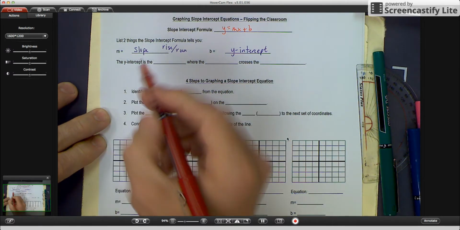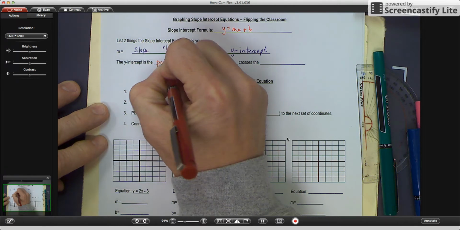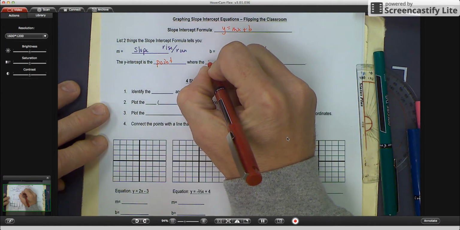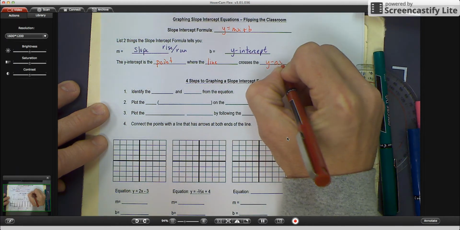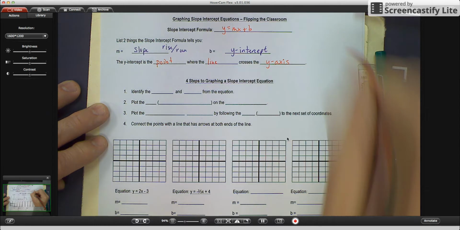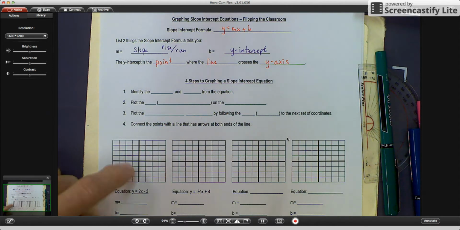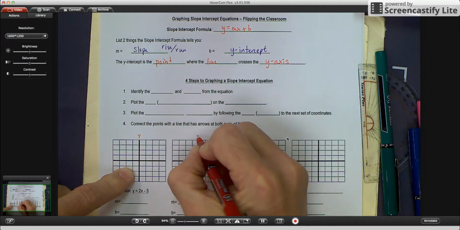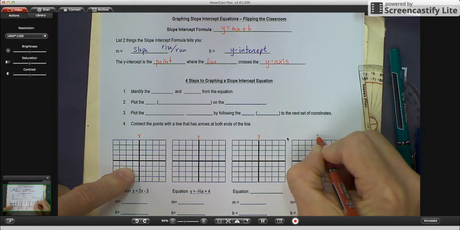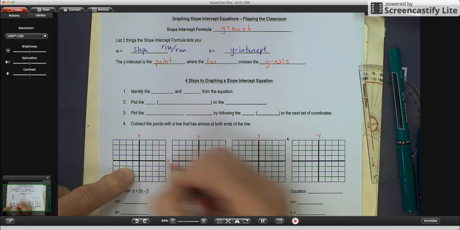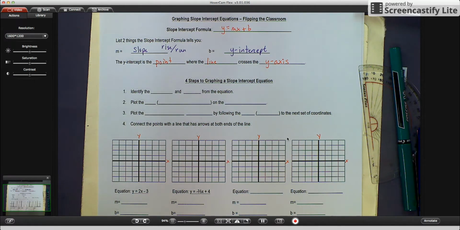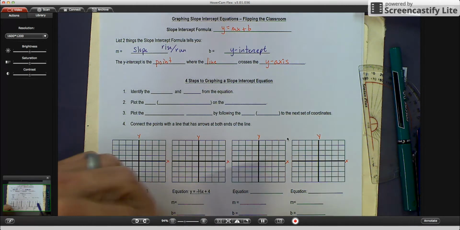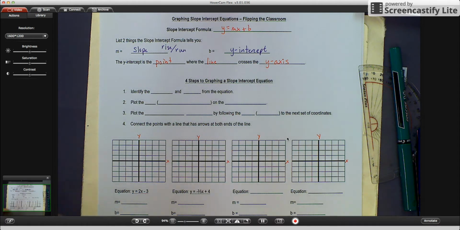The y-intercept is the point where the line crosses the y-axis. And the y-axis is the vertical line on a coordinate plane. So if we're looking here, there's our y-axis, and we have four different examples that we're going to do down here. And then our x-axis is the horizontal axis. So I'll just write a bunch of x's and y's down there to show you which one is the correct axis. And now I've put together four steps to graphing a slope-intercept equation.